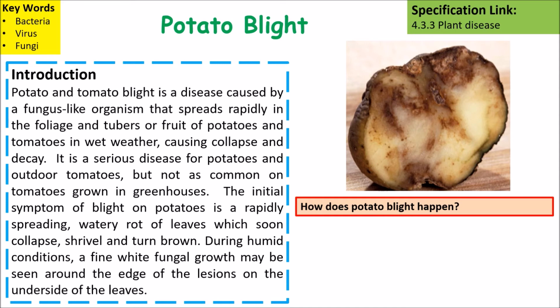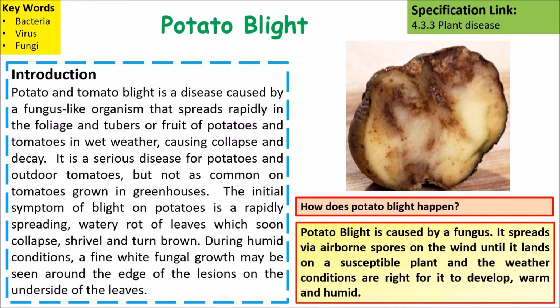So, just have a think about the question: how does potato blight happen? Pause the video and have a look at the answer. Potato blight is caused by a fungus. It spreads by airborne spores on the wind until it lands on a susceptible plant. And the weather conditions also have to be correct. Humid and warm weather conditions cause it to spread very, very rapidly.